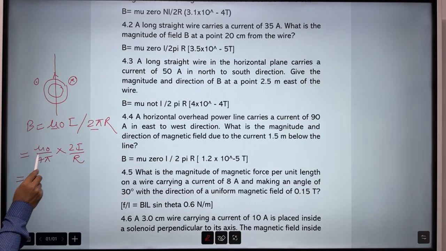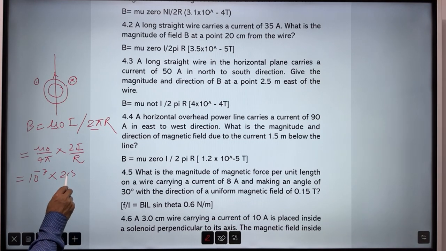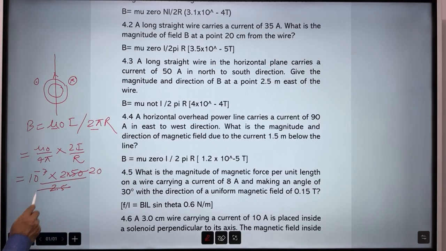Right, mu naught upon 4 pi is 10 power minus 7, into twice the current, and the current is given as 50 ampere, divided by r, the separation, 2.5 meter. Right, so we can cancel it 20 times, so this will become 40 into 10 to the power minus 7 Tesla. We can write it in standard form, so it will become 4.0 into 10 to the power minus 6 Tesla.